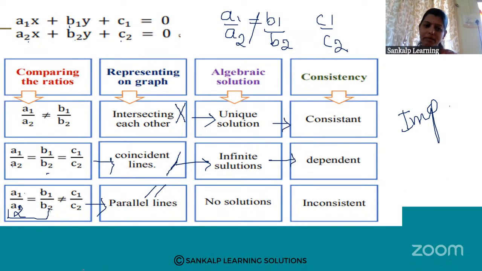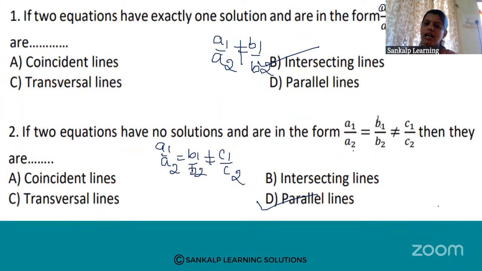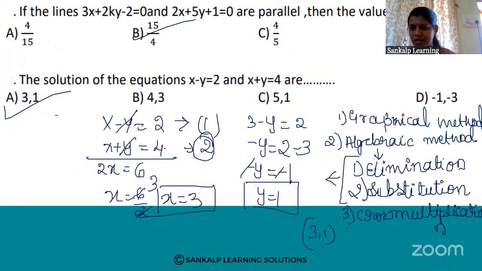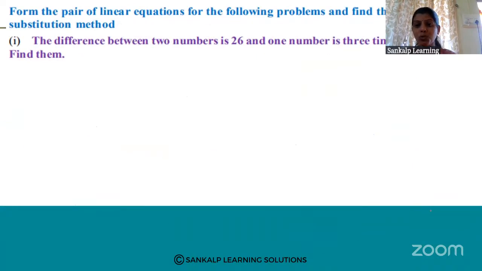If a1 divided by a2 is equal to b1 divided by b2, but it is not equal to c1 divided by c2, in that condition the lines will be parallel, okay? In that condition it has no solutions and the pair is inconsistent. So when it is consistent, when it is dependent and when it is inconsistent, that we should know, okay? Next, we also solved some multiple choice questions. Today, we will discuss some 2 marks, 3 marks, 4 and 5 marks questions regarding this chapter.